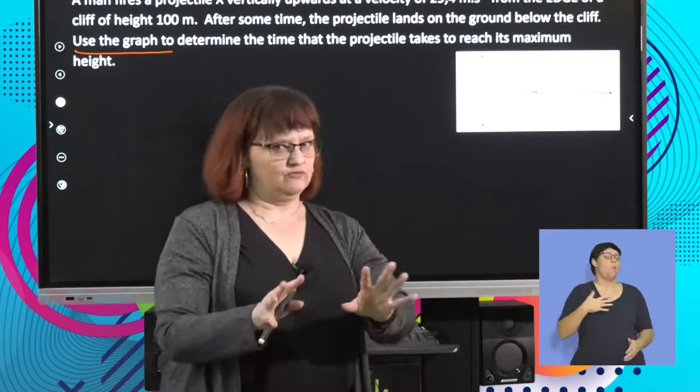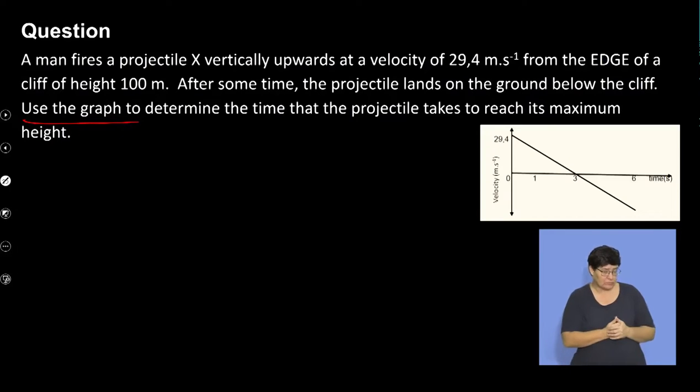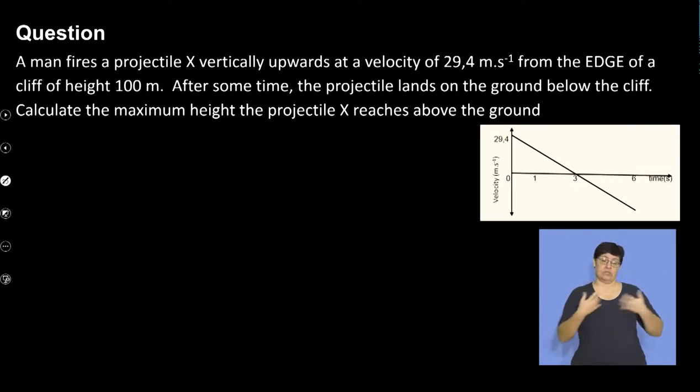Okay, it really isn't. So, use the graph to determine the time that the projectile takes to reach its maximum height. Actually, we can just read it. 3 seconds. No calculation needed. Bonus. We like those. Calculate, and we're using the graph for all of this, the maximum height the projectile reaches above the ground. That is this area.